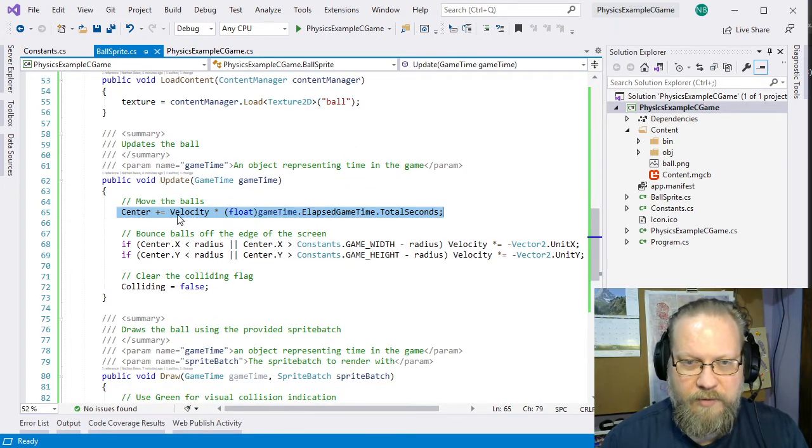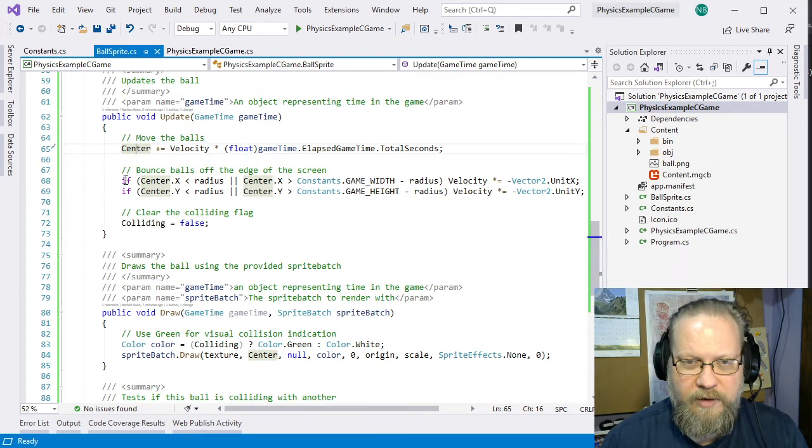Moving is pretty straightforward. We take the position plus equals velocity times the elapsed time. So again, something we've done before. This bouncing balls off the edge of the screen, we did this in the very first game that we worked on. So we're just checking to see if we've reached the edge of the screen minus the radius, so that when the very edge of the ball touches the screen, we just reverse the velocity in either the X or the Y direction to get it to bounce off.